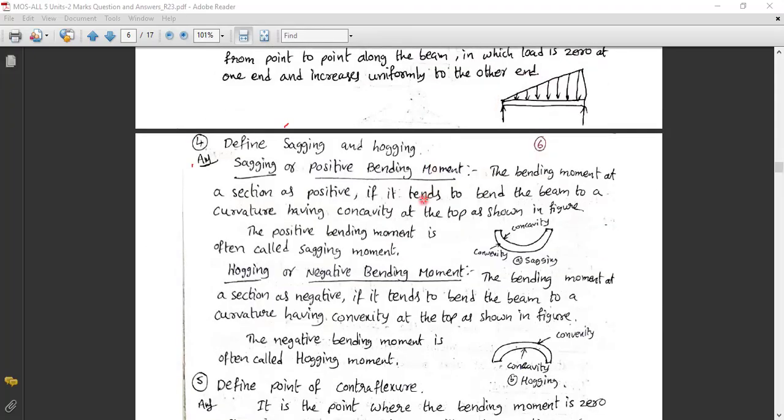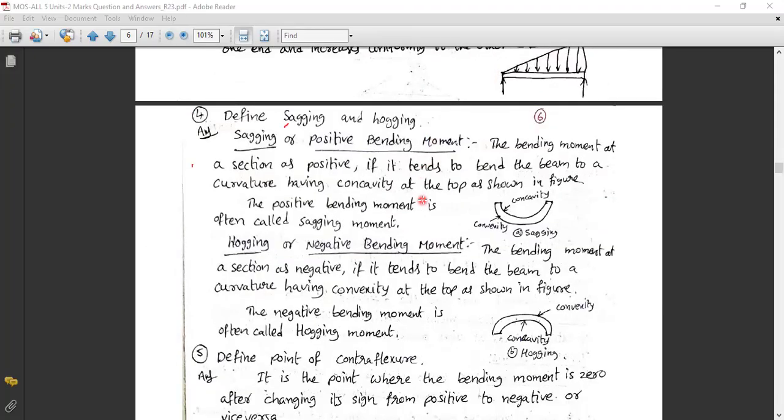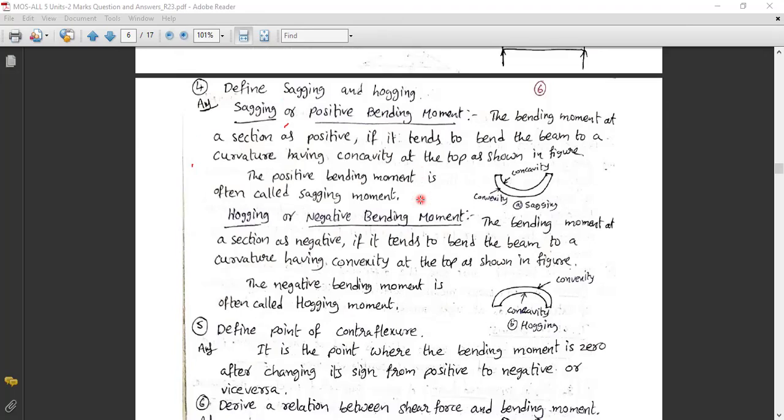Define sagging and hogging. What do sagging and hogging mean? You can see sagging and hogging here. With this type of loading, the concavity goes inside when the load is there. It is called sagging. Like a smile on the face, it is called sagging.